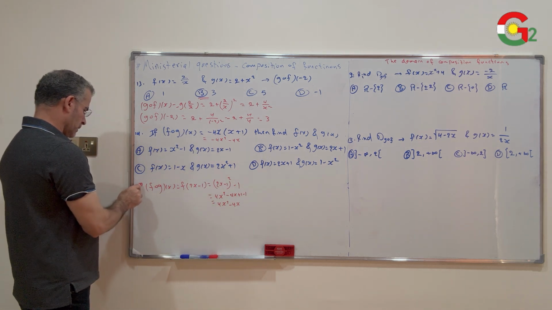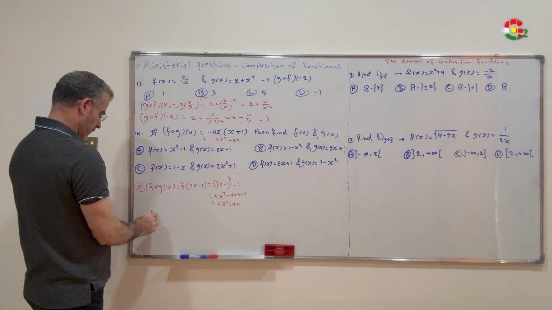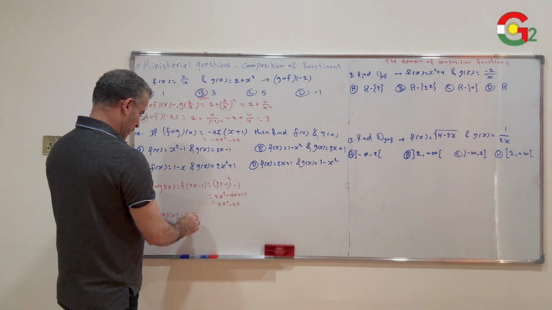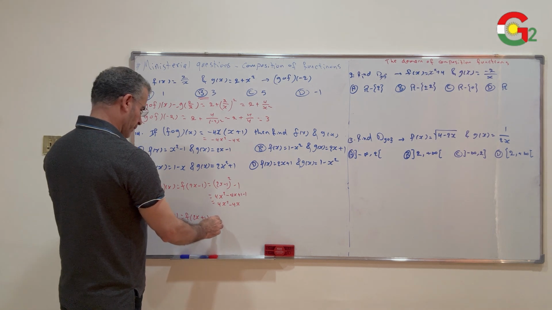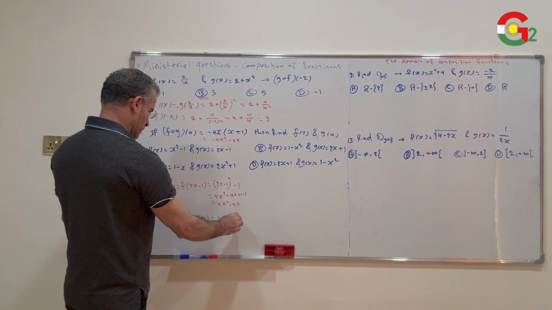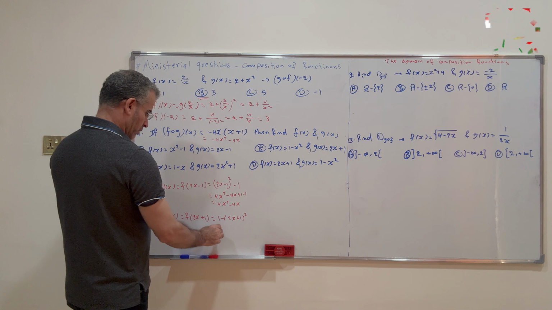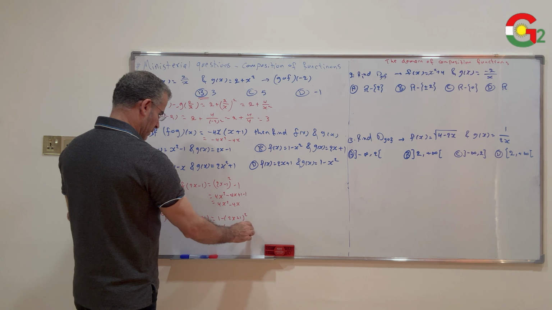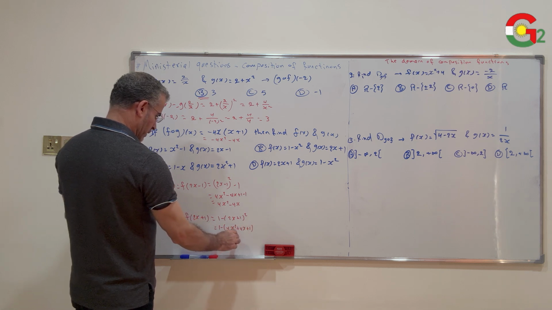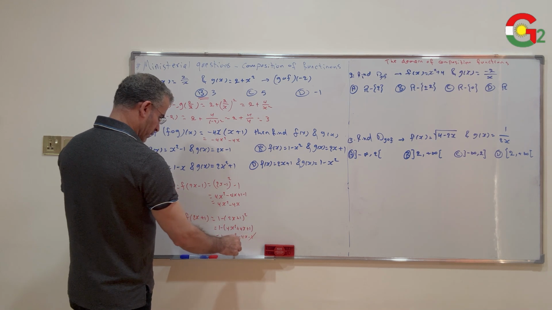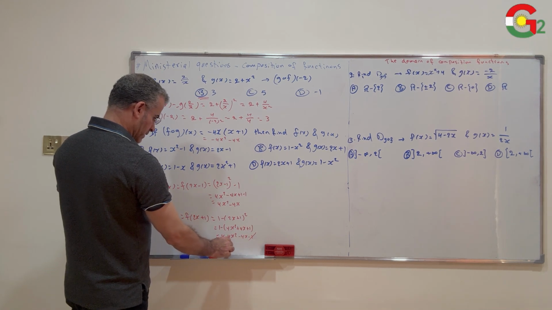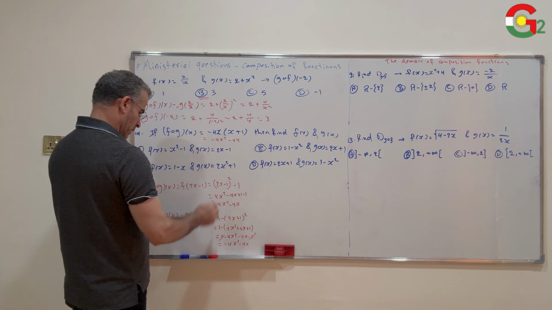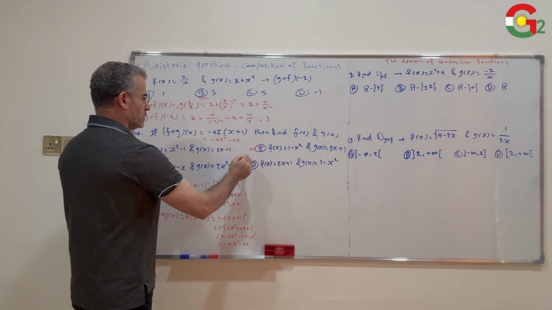For the second choice, B, f of g of x equals f of 2x plus 1, which equals 1 minus (2x plus 1) squared, which equals 1 minus (4x squared plus 4x plus 1), which equals 1 minus 4x squared minus 4x minus 1. 1 with 1, the answer is negative 4x squared, negative 4x. It is the right choice. Choice B.